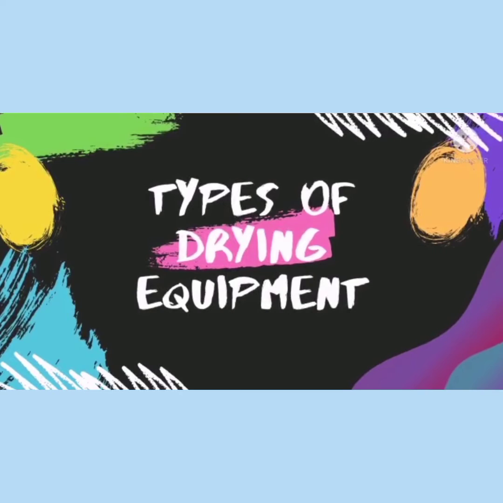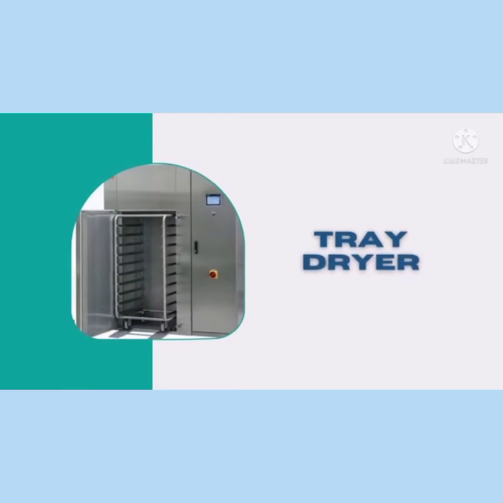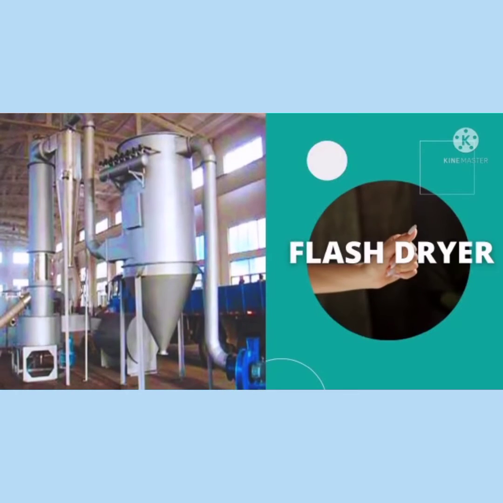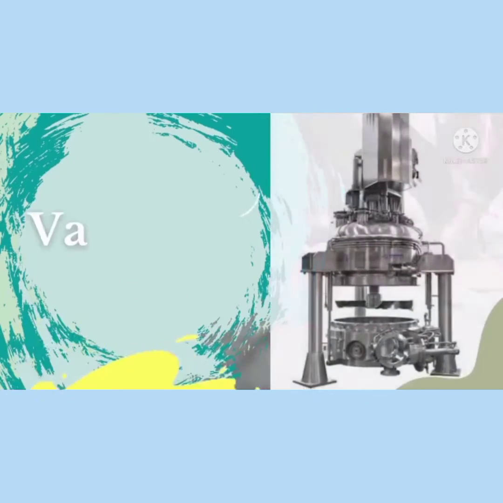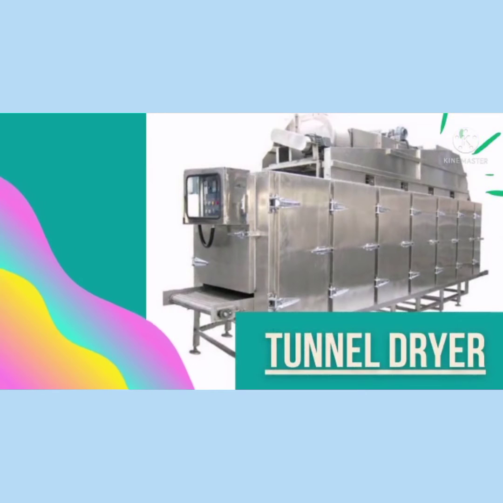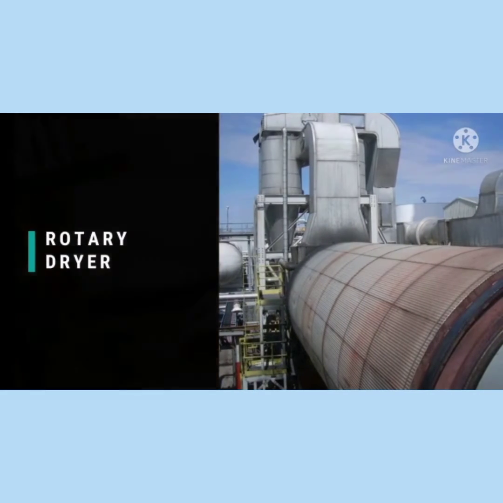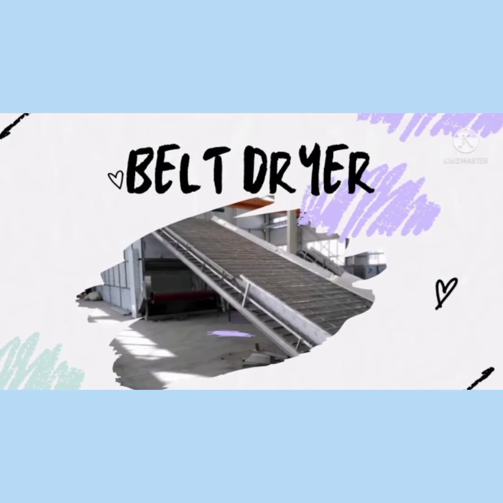There are few types of drying equipment, which are spray dryer, tray dryer, fluidized bed dryer, flash dryer, drum dryer, vacuum dryer, tunnel dryer, rotary dryer, freeze dryer, bin dryer, and lastly, belt dryer.